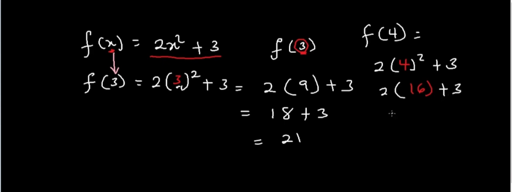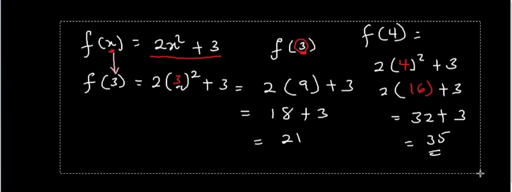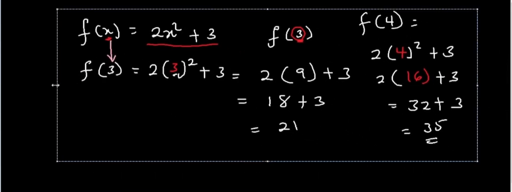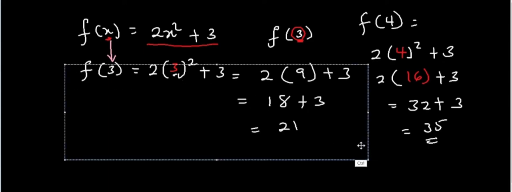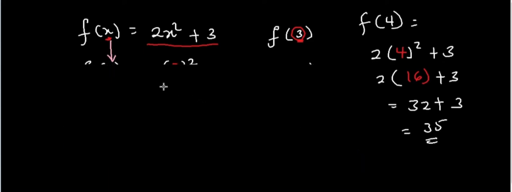Plus 3. So 2 times 16 is 32 plus 3, and that is 35. Very simple. Suppose we want to do one more example for this particular question. Let's clear so we can have enough space here.